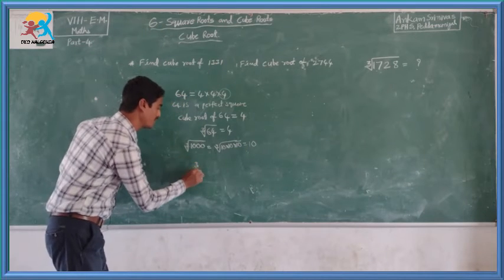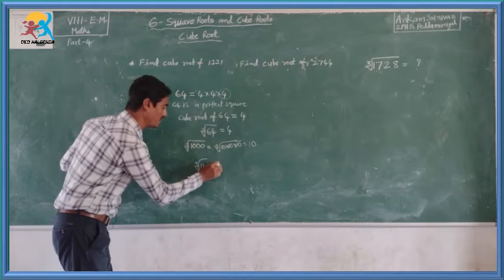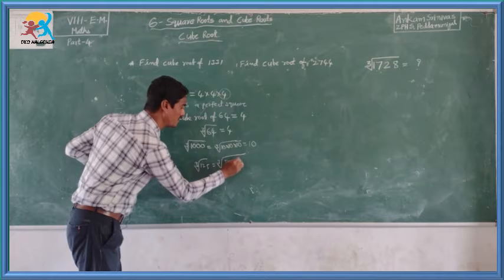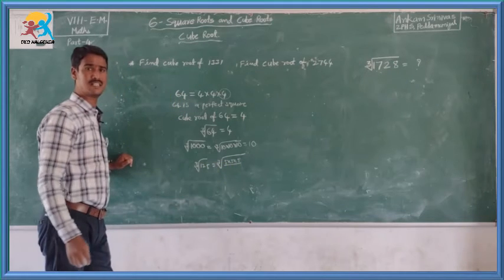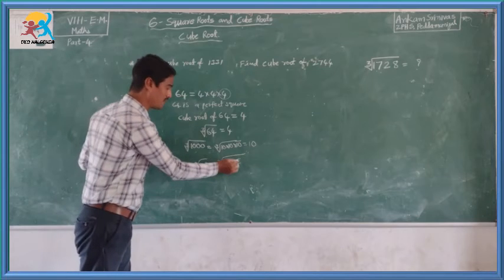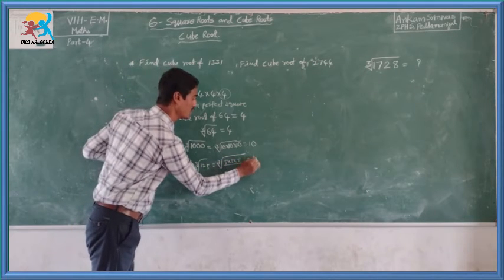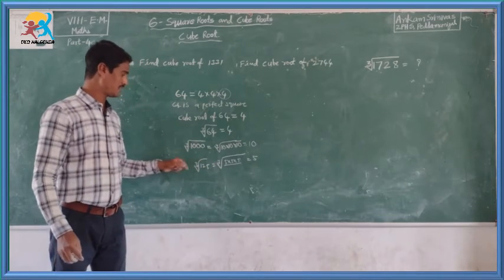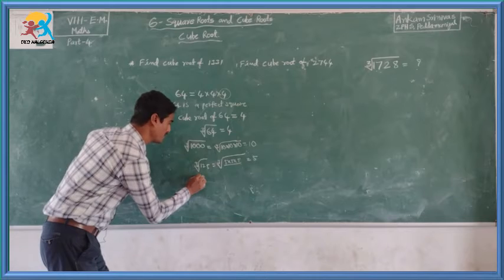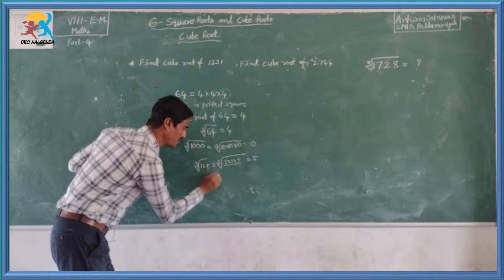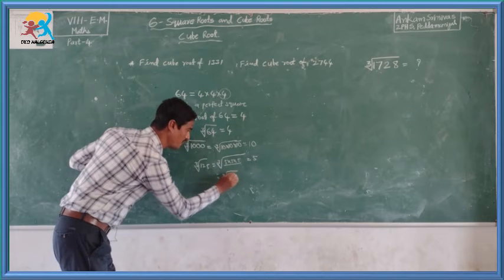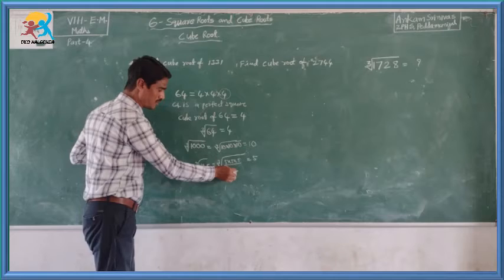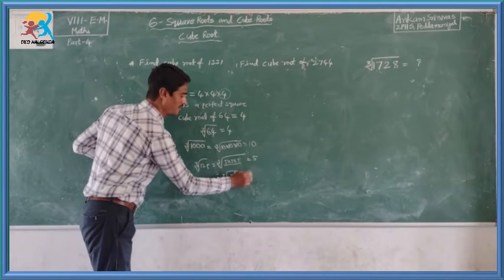Suppose I take the cube root of 125. 125 can be written as the cube root of 5 into 5 into 5. So three same factors, written as 5. So one of the 5s becomes the cube root of 125. So very easily you can find this. Suppose the cube root of 5 cube, the cube root and cube will be cancelled, then we get 5.